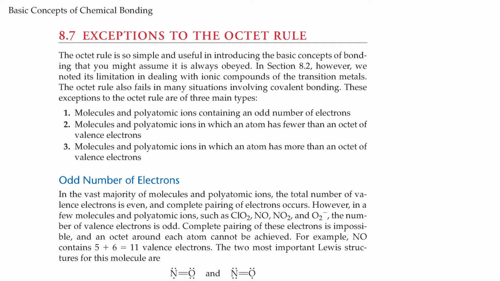Odd numbers of electrons. In the vast majority of molecules and polyatomic ions, the total number of valence electrons is even, and complete pairing of electrons occurs. However, in a few molecules and polyatomic ions, such as chlorite, nitrogen oxide, nitrogen dioxide, and peroxide ion, the number of valence electrons is odd. Complete pairing of these electrons is impossible, and an octet around each atom cannot be achieved.